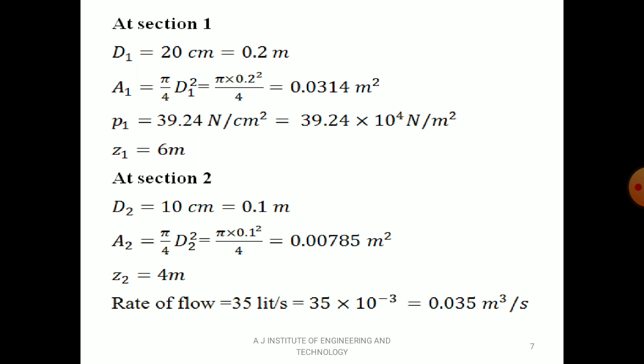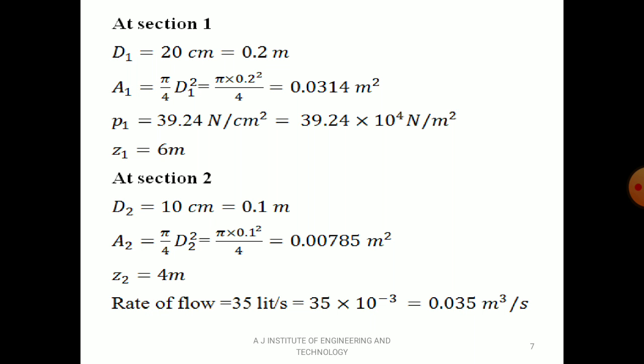Then at section 2, D2 equal to 10 centimeter, so that is equal to 0.1 meter. The cross sectional area is pi by 4 D2 square, D2 is 0.1, so pi into 0.1 square divided by 4. That is equal to 0.00785 meter square, the cross sectional area at section 2. Z2 is given, the height from the center line of the pipe to the datum at section 2, that is 4 meter.